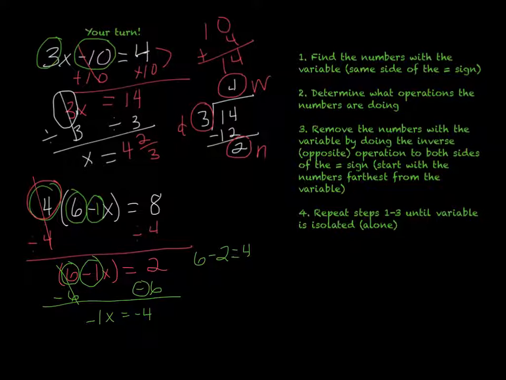Okay. Now we have to go back to step 1 again. We have to find our numbers with the variable. Our -1 is with the x. It's multiplying, so we have to divide by -1 both sides of the equal sign. So that's going to cancel x, and that's just going to change our sign. So 4 is our answer here.